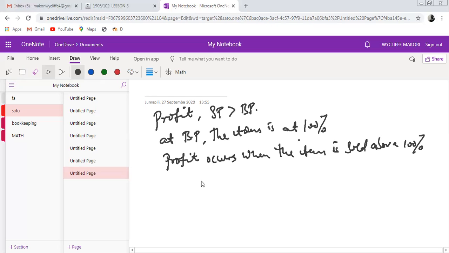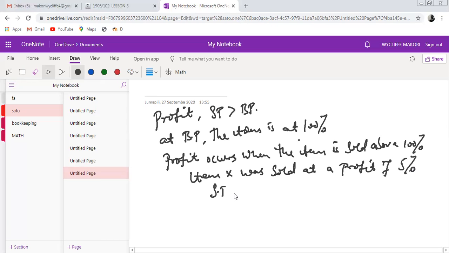You can find a case where item X was sold at a profit of 5%. This simply means that the selling price in percentage is going to be 100% plus 5, which would say it was sold at 105%. But note this: the buying price, which is the same as the cost price, is always at 100%. So if it was a profit, then it was sold above 100%.